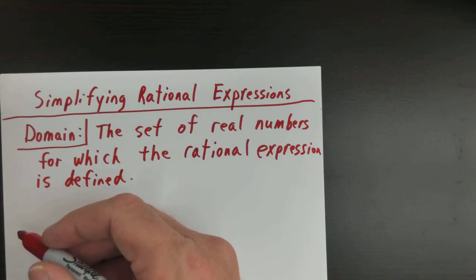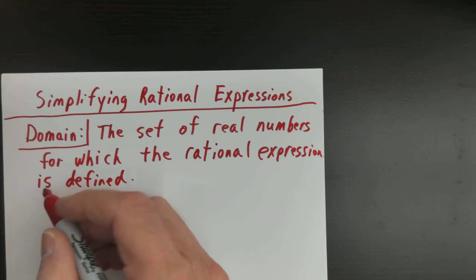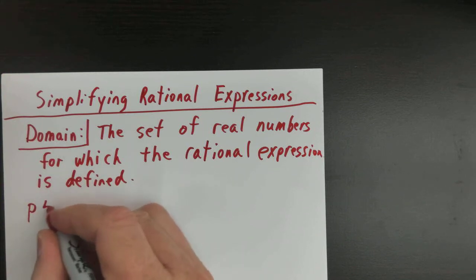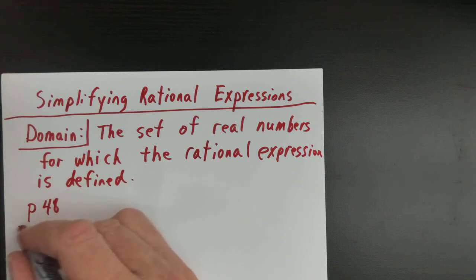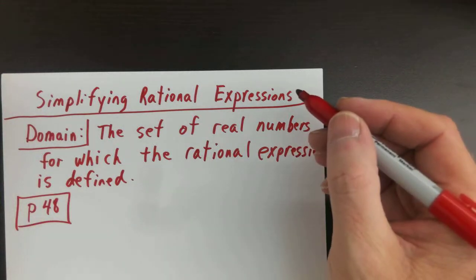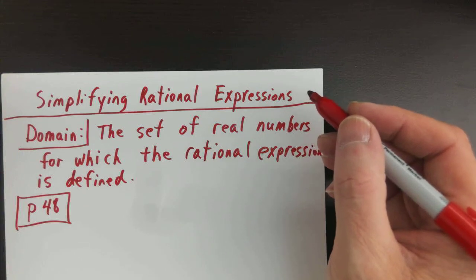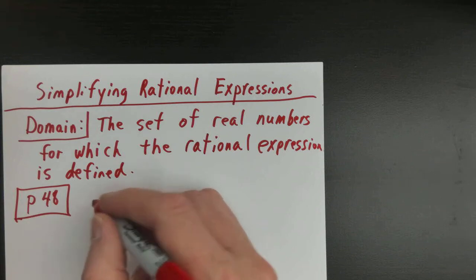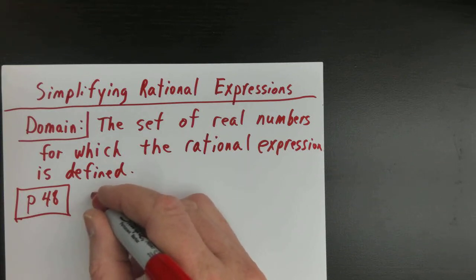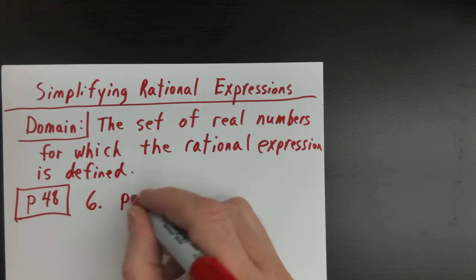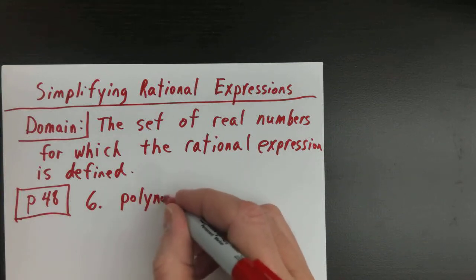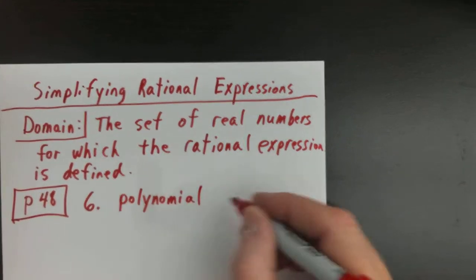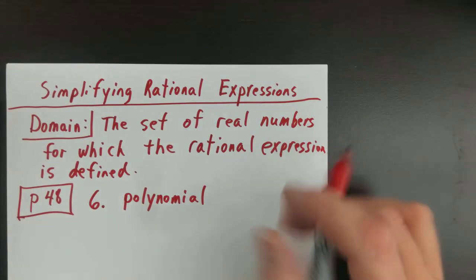So the first thing I'm going to do is just deal with problems like from page 48. On page 48, I'm looking at numbers 5 through 16. And if you have, first of all, like number 6, that's just a straight out polynomial. And we're just working on domain there. And usually polynomials, all real numbers. You can stick all real numbers.